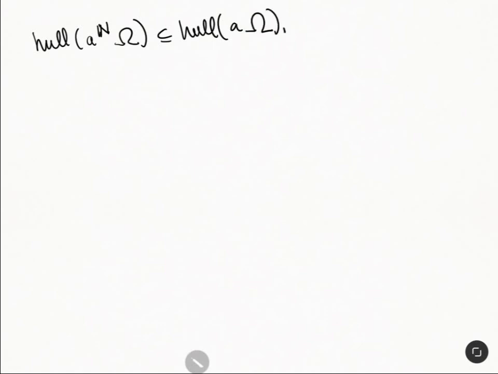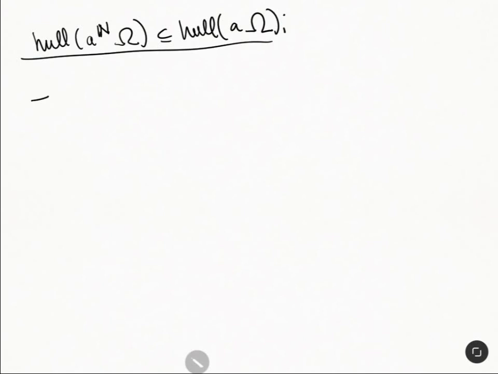So I'm just going to explain quickly why we have the following inclusion: a subset of whole of a omega. Okay. So to explain this, let's introduce some terminology.